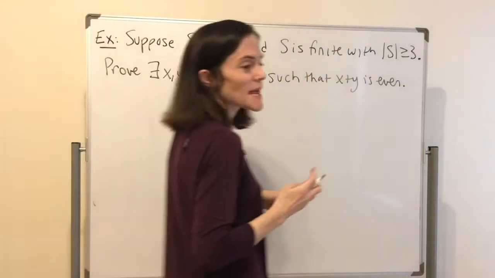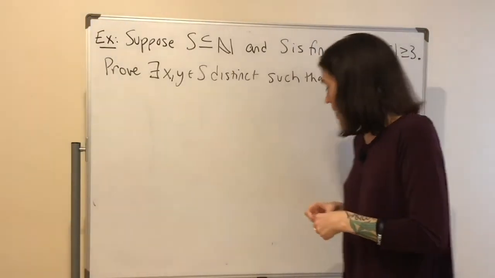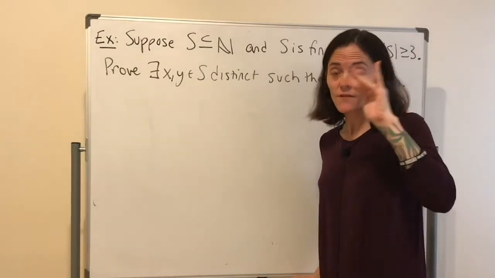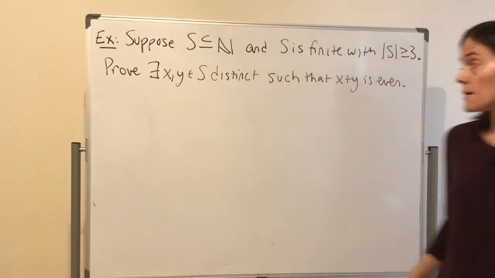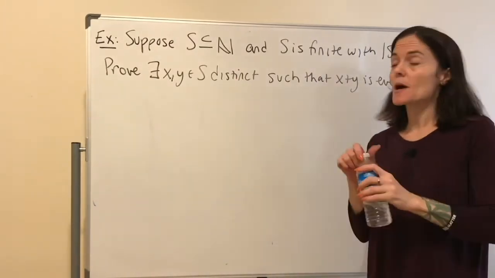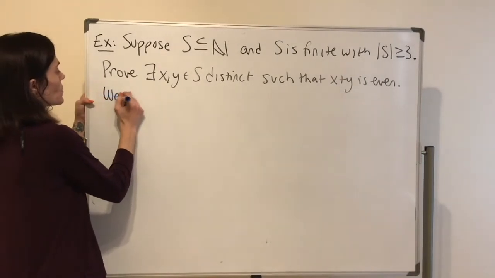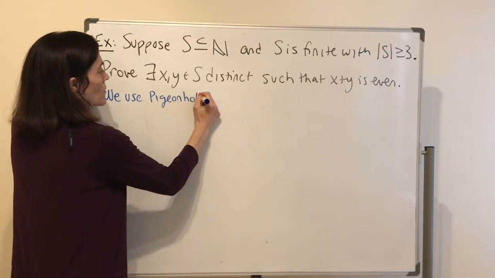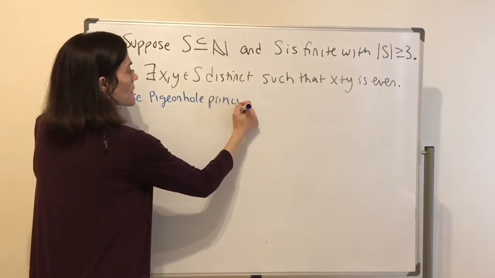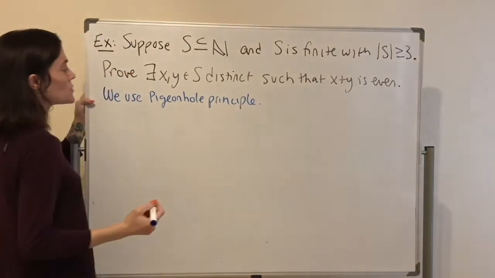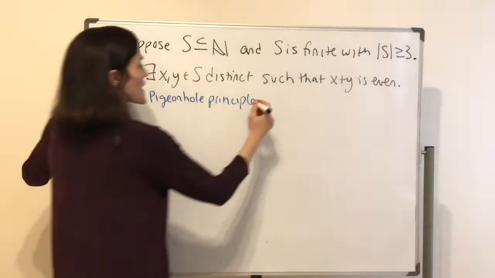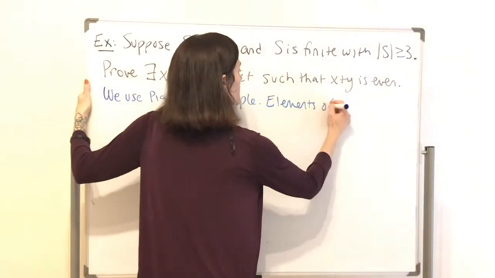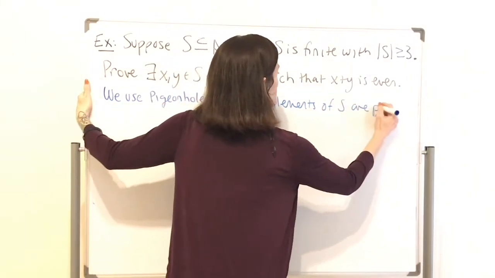Now, I will say before I begin this, natural numbers are 1, 2, 3, 4, 5, 6, etc. 0 is not a natural number. We use the pigeonhole principle. And how are we going to do this? Well, the elements of S are the pigeons.